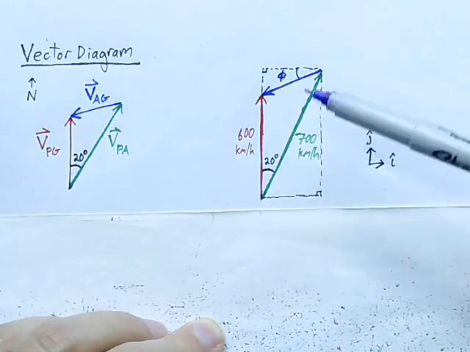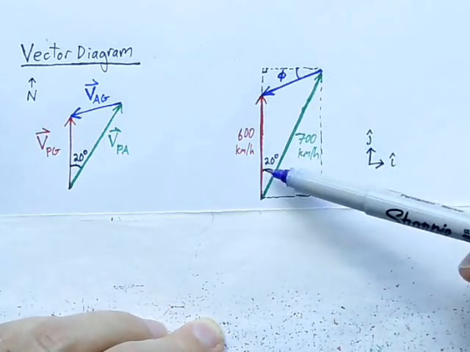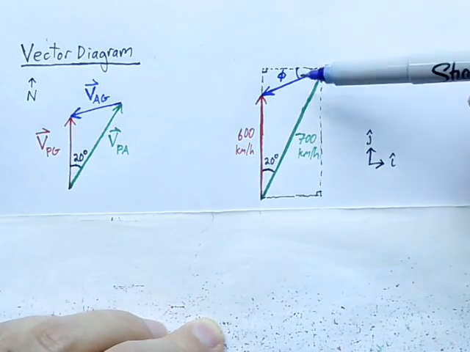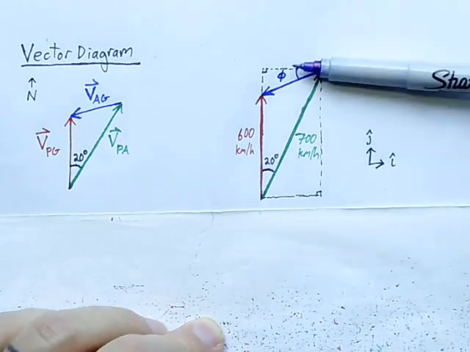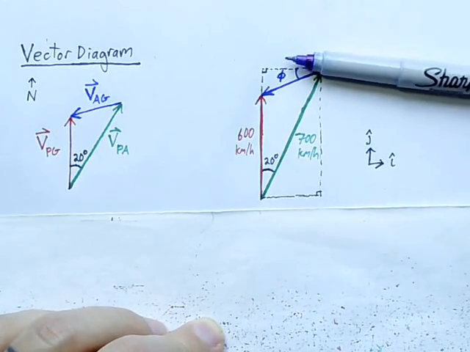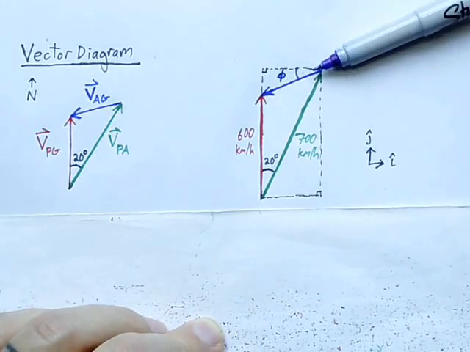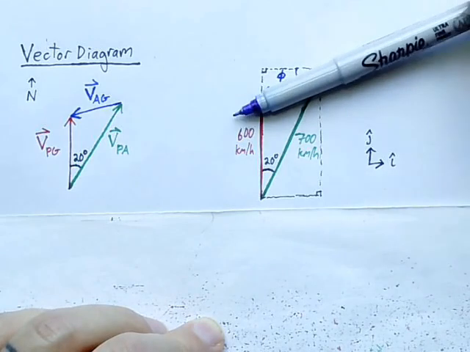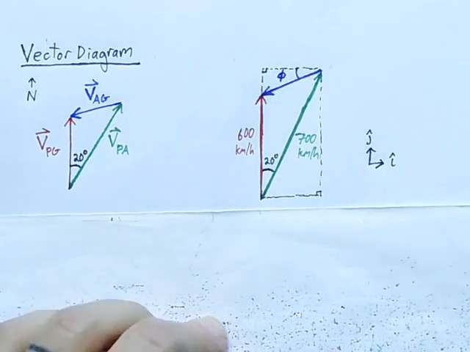600 kilometers per hour, 700 kilometers per hour, 20 degrees right there. And I'm going to define this angle in here to be phi. That'll be the angle that indicates the direction that the wind is blowing. So we see that the wind must be blowing to the southwest in order to complete our diagram.